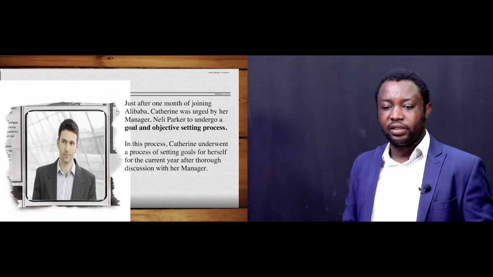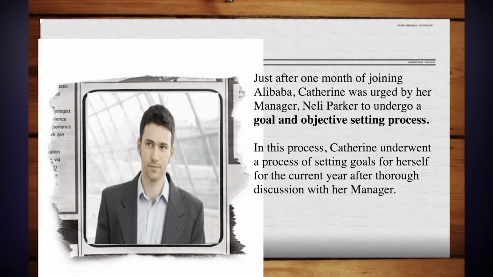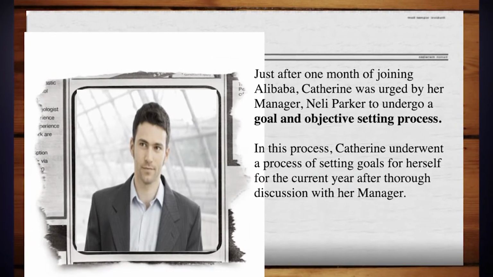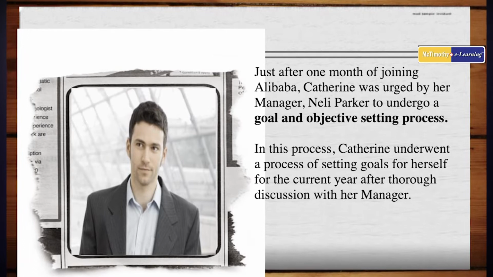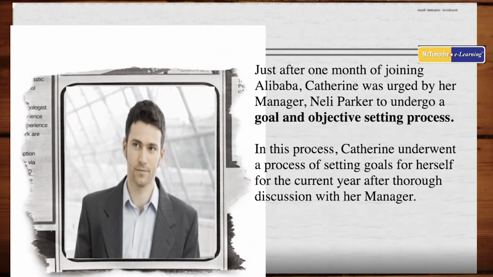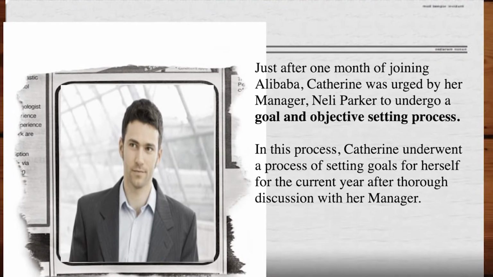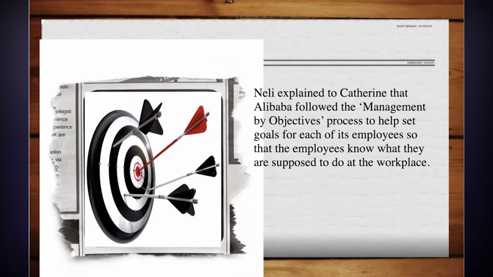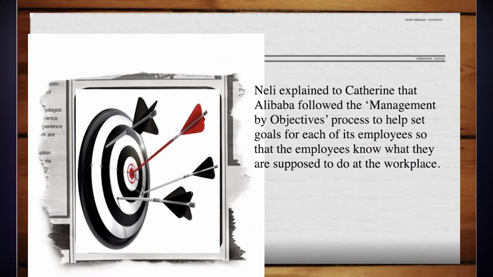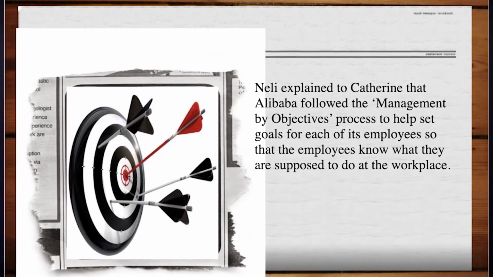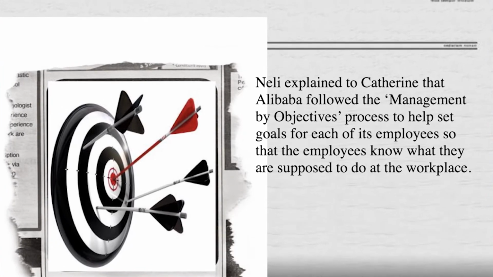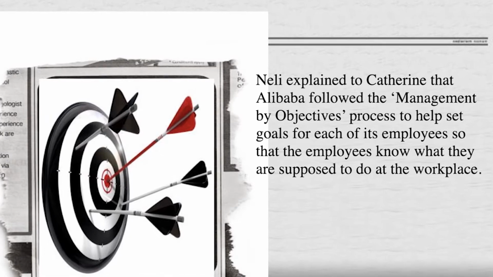previous organization. And after 1 month of joining, Catherine was urged by her manager, Nelly Parker, to undergo a goal and objective setting process. In this process, Catherine set goals for herself for the current year after a thorough discussion with her manager. Nelly explained to Catherine that Alibaba followed the management by objectives process to help set goals for each of its employees so that the employees know what they are supposed to do at the workplace.